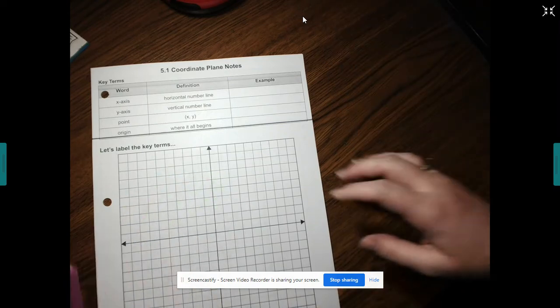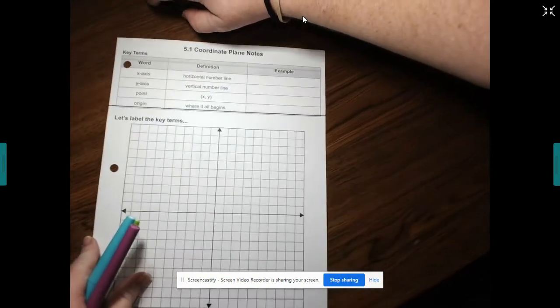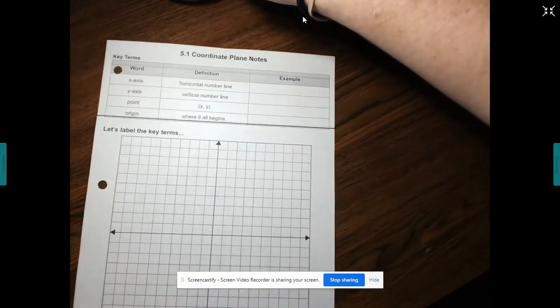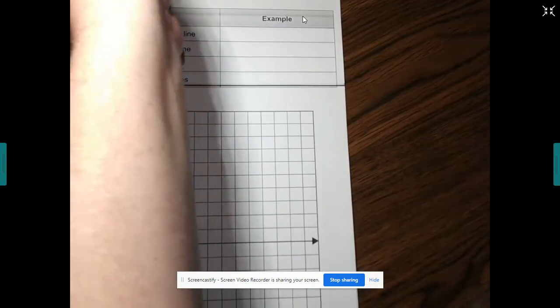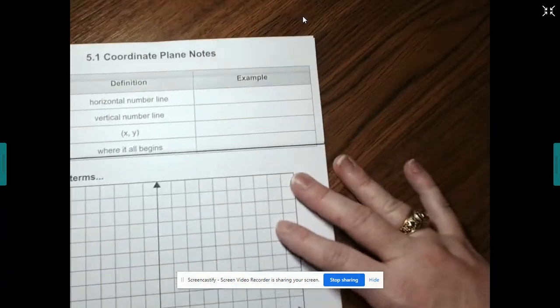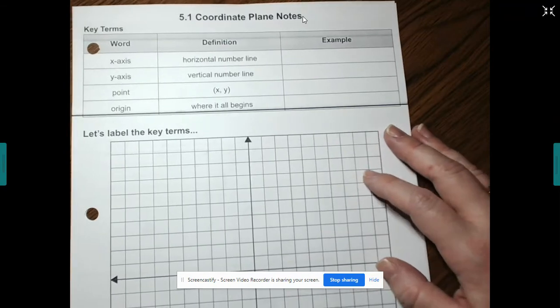Okay, let's go ahead and look at our 5.1 notes. This is brand new information that we have not gone over yet, so it should be a little easy breezy. You might be familiar with some of it, you might not be, but we're trying to keep it pretty simple today.